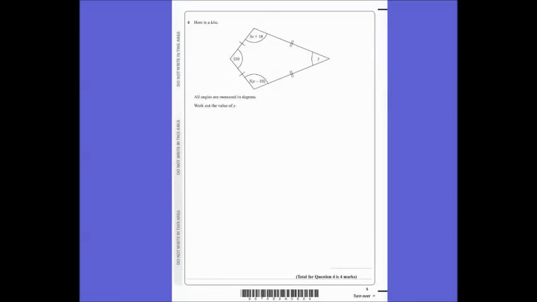Question 4. It says, here is a kite. All the angles are measured in degrees. Work out the value of y. Well, if this is a kite, this length and this length are equal. This length and this length are equal, which means that these two angles here are equal as well.